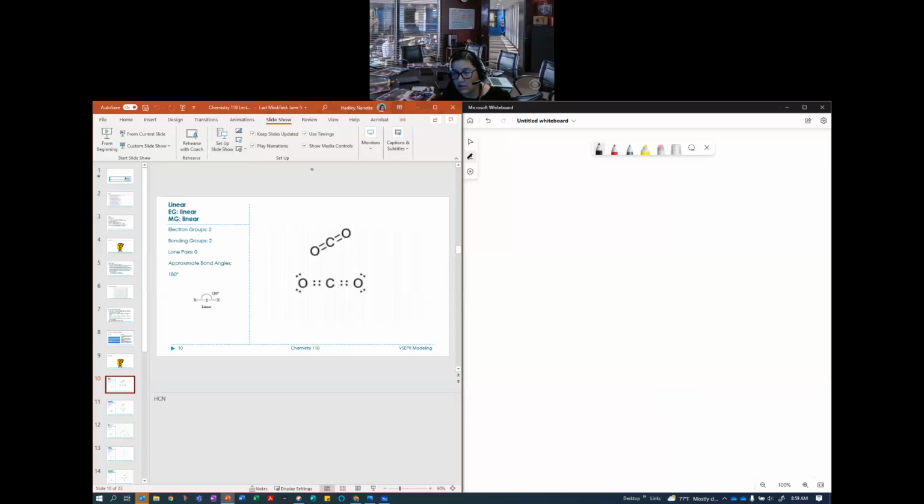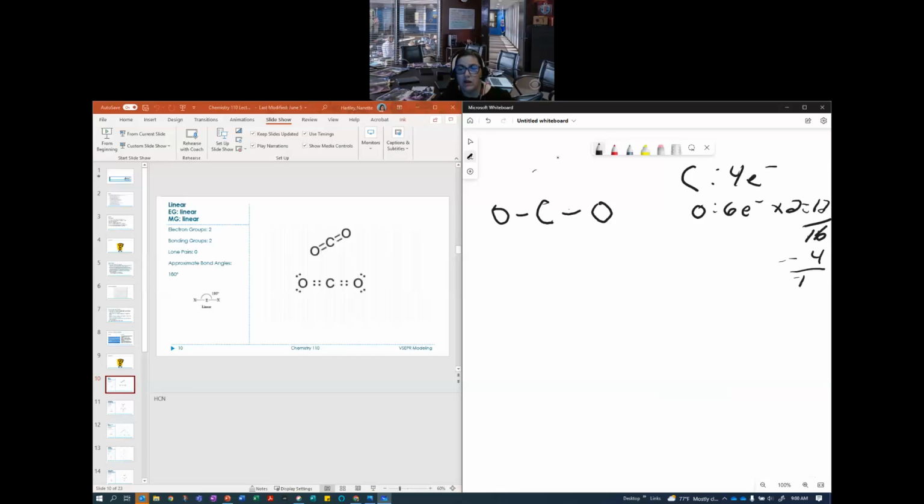So CO2, I have carbon. Carbon has 4 valence electrons. Each oxygen has 6. There are 2 of them. That gives me a total of 12. Plus the 4, 16 total. So I'm going to put a carbon here, an oxygen here, and an oxygen here. I'm going to put one bond in between each of them. That takes out 4 of the electrons.